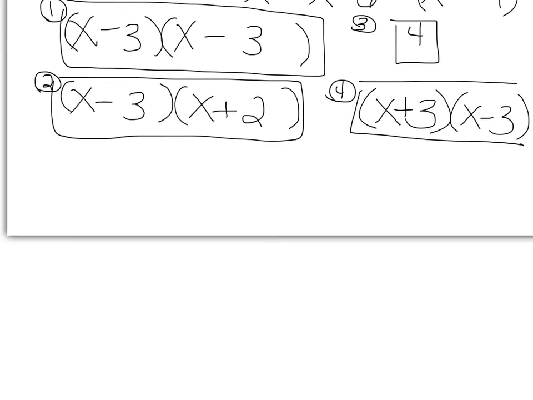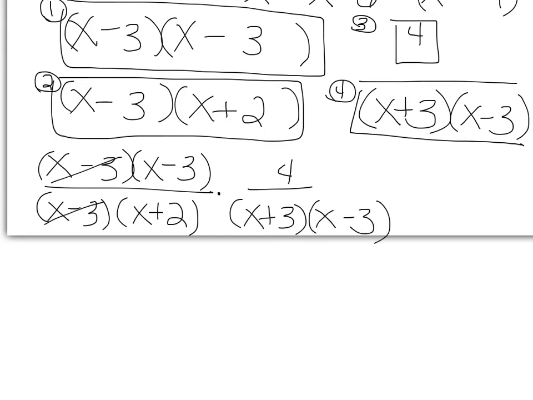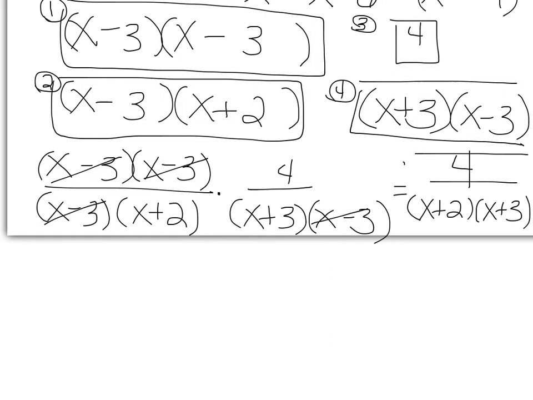So now let's rewrite it. So you've got x minus 3 times x minus 3 over x minus 3 times x plus 2 times 4 over x plus 3, x minus 3. So this x minus 3 cancels this x minus 3. This x minus 3 cancels this x minus 3. And you're left with 4 over x plus 2 times x plus 3. And that's it. That's your final answer.